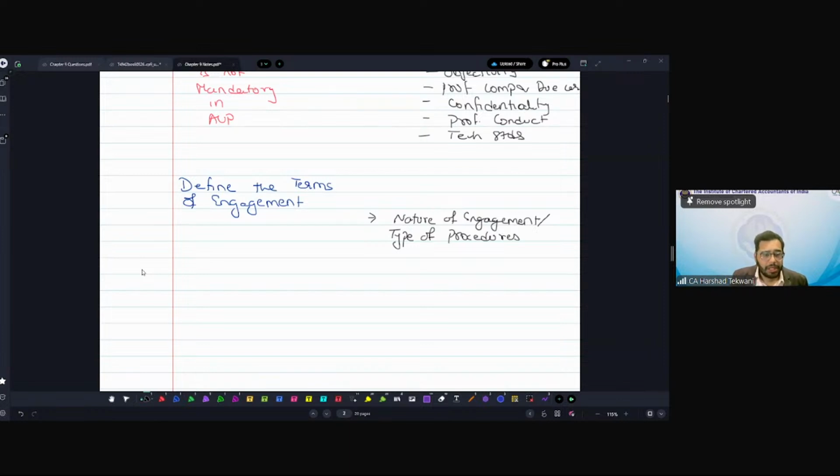Second, the purpose of procedures. Why are these procedures undertaken? The purpose for the engagement, or why we are undertaking these procedures. What is the purpose at the end? Number three, identification of financial information.